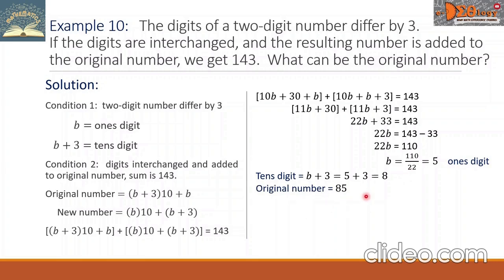Now let us check if 85 is a correct answer. We put 85 plus, when we interchange, 85 becomes 58. Let us check if this is equal to 143. Adding the two numbers on the left, this is equal to 143, equals the right side value. In this case, we are now sure that 85 is the correct answer.